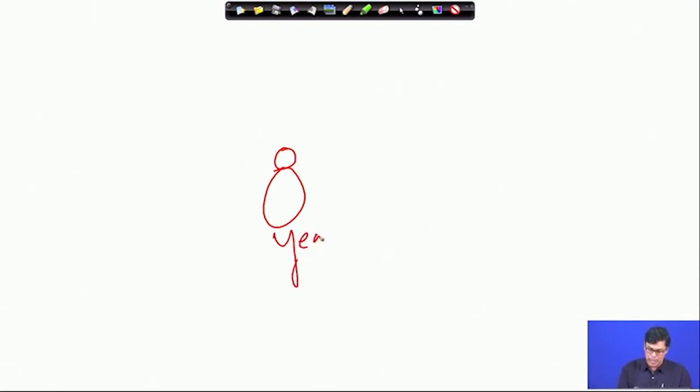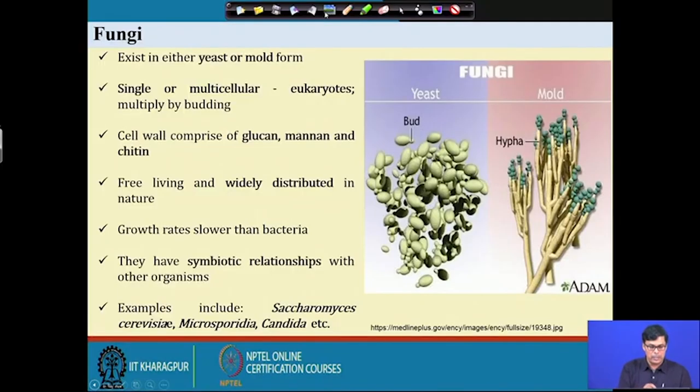Yeast mostly has this budding character. This is the speciality of yeast. I can give the example of Saccharomyces cerevisiae. It has budding, and if you see it under the microscope, the cell wall comprises glucan, mannan, and chitin. This is the cell wall composition we have here. Here also you can see the budding.